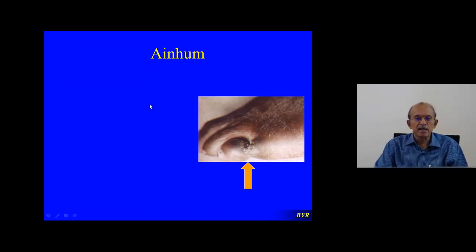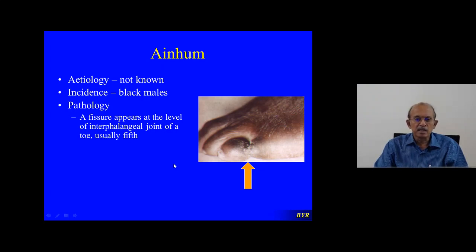Then next condition is Ainhum, etiology not known, incidence in black males. Pathology: a fissure appears at the level of the interphalangeal joint of a toe, usually the fifth toe. So for unknown reason, there will be a groove occurring at the base of the fifth toe and it gradually deepens. It becomes a fibrous band. This fibrous band constricts the toe and makes it avascular and causes gangrene.